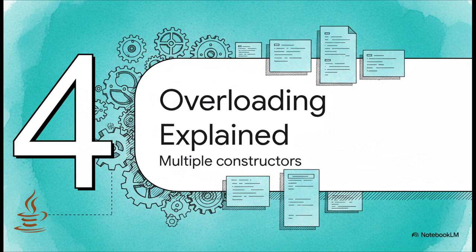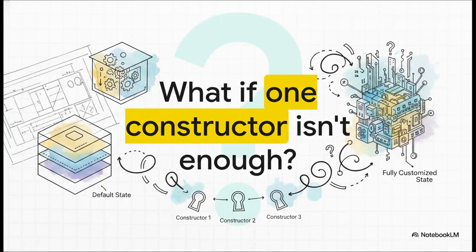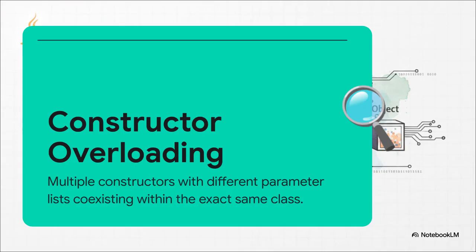Which brings us to a really powerful tool in our toolkit. Part 4, constructor overloading explained. So imagine you're designing a system. Most of the time, you want to build an object with a default state. But occasionally, you need a partially customized state, or even a fully customized state. Are you stuck picking just one type of constructor per class? What if one single constructor just isn't enough? Well, absolutely not. Java handles this beautifully through something called constructor overloading.